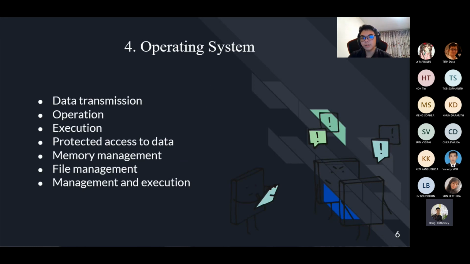For the operating system of the smart card, the microprocessor must handle tasks including data transmission over a bidirectional serial terminal interface, loading, operating, and management of applications, execution control and instruction processing, protected access to data, memory management, file management, and the last one is management and execution of cryptographic algorithms. Unlike a personal computer operating system, smart cards do not feature a user interface or the ability to access external storage.